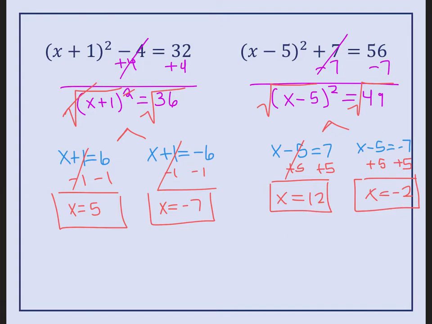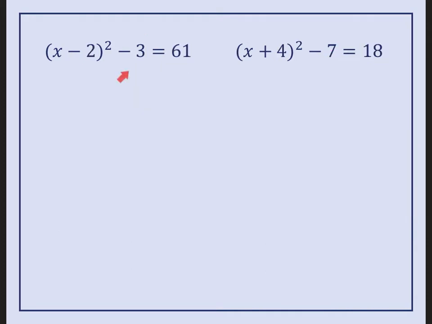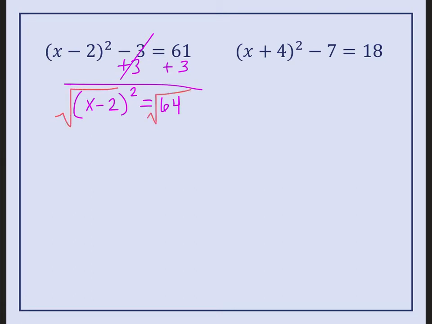So let's try this process again. For this equation on the left, my goal is to get whatever is being squared by itself. So first I'm going to add 3 to both sides. Then I have x minus 2 squared equals 64. Now that I have this by itself, in order to get rid of the square, I'm going to do the inverse, which is taking the square root of both sides.